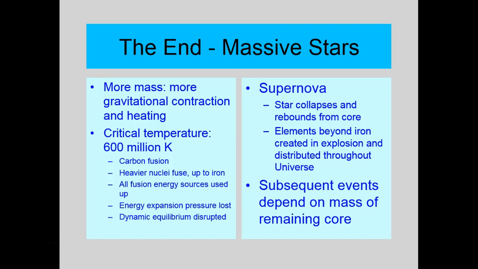Now, all the fusion energy sources are used up. With the energy expansion, fusion is what's blowing out, but if there's any collapsing going on, the energy expansion, the pressure, is lost, the dynamic equilibrium is disrupted. What's going to happen?